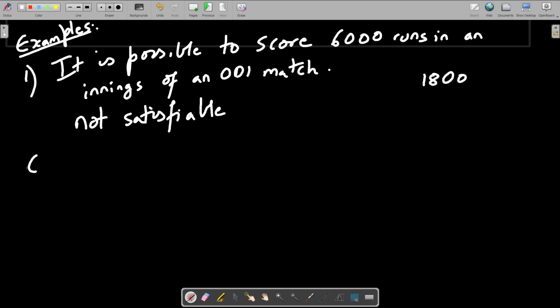Everybody over here understands basic cricket at least, no? Good children. Everybody understands basic things of cricket, no?